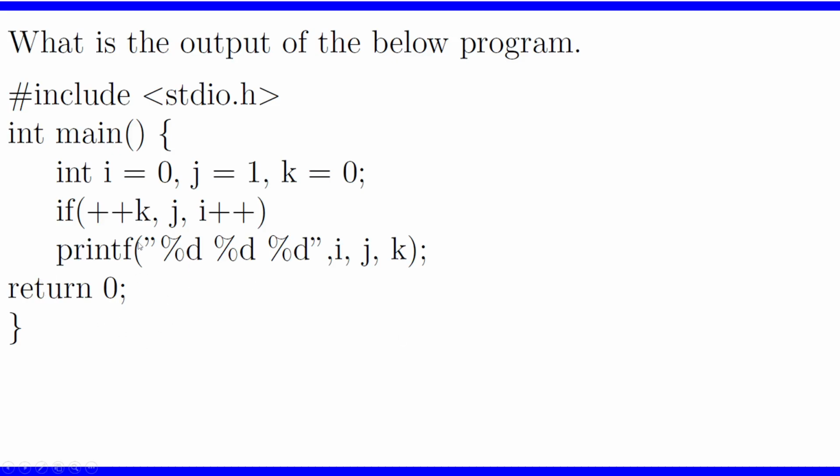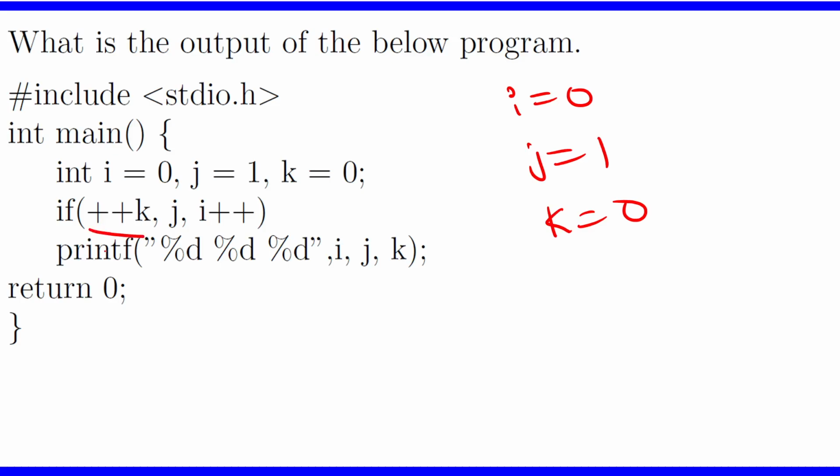Same is this expression again. Similar problem, we are having i equal to 0, j equal to 1, k equal to 0. In the if condition, I wrote ++k, comma j, comma i++. Though they are different variables, what will happen? Compiler will definitely execute every expression.